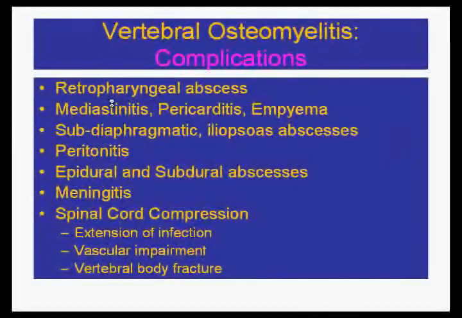Just as we talked before about the long bone osteomyelitis, when it breaches the cortex, it goes out into the soft tissue. Well, the vertebra, depending upon what level of vertebral involvement you have, if you have cervical vertebrae involved, you'll wind up with a retropharyngeal abscess. Thoracic, then you get mediastinitis, pericarditis, empyema. As you get down to the lower thorax and the lumbar area, you wind up with subdiaphragmatic and iliopsoas abscesses, peritonitis, and the entire length you can get epidural and subdural abscesses and meningitis.